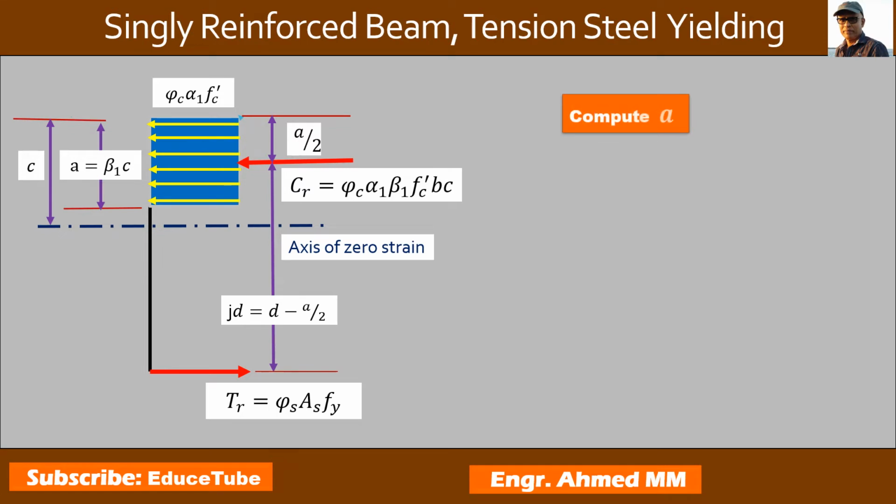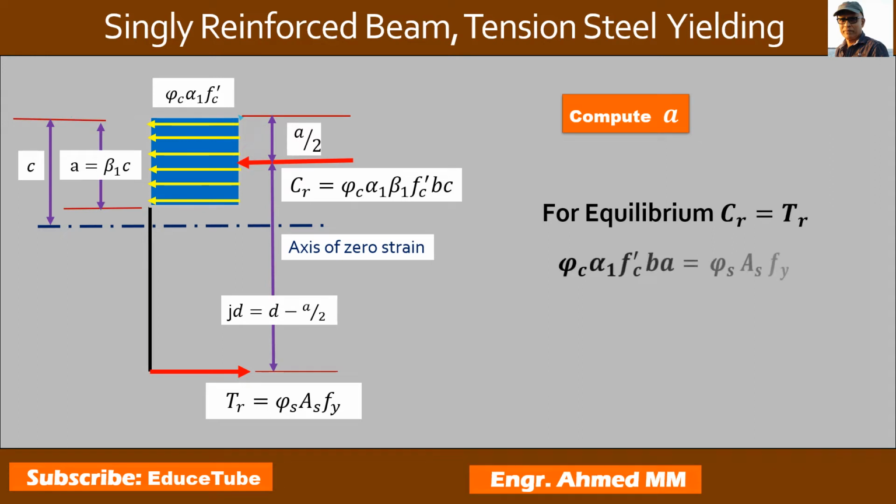So using equilibrium of forces acting on the cross section, we can compute A. For equilibrium, we can write CR equal to TR. We know CR and TR, we have already seen them in the previous slide. This comes from CR, this comes from TR, so easily we can find A, the stress block height. So let's see in the next slide how to use this A, as well as how to check Fs equal to Fy.